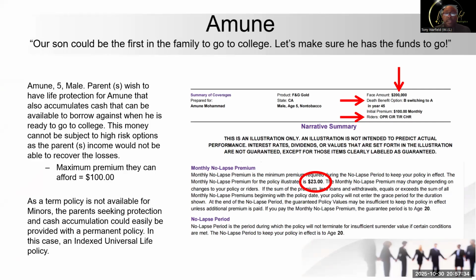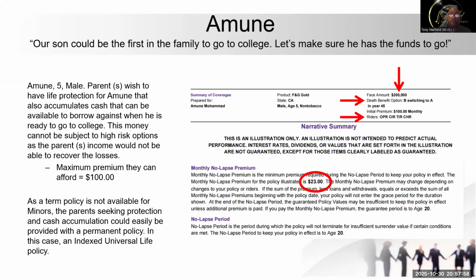And you can see that at age 5, he can get some pretty decent coverage, $200,000. You can see where it says option B switching to A. That's basically an increasing death benefit, which levels off after 45 years of paying $100 a month. You can see the riders: overloan protection, OPR; critical illness, CIR; terminal illness, TIR; and chronic illness, CHR.